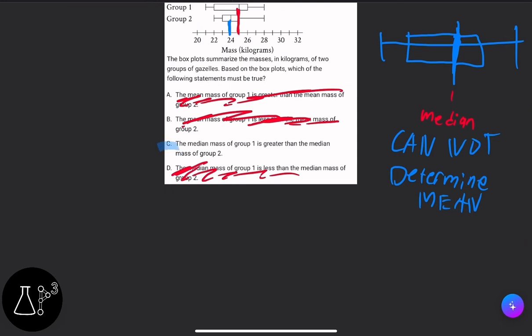So now it's easy. When they ask you which of the statements is true, if 3 options talk about mean, you cannot determine that. Unless one of them says you cannot determine the mean, if they tell you it's greater, less, or equal to, all those options are wrong. You can only conclude what the median is in these types of questions.